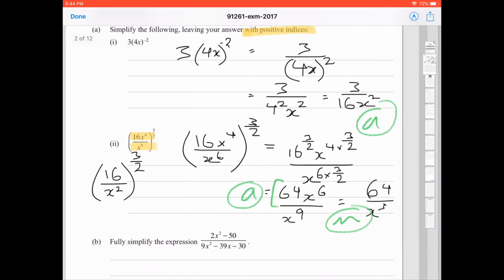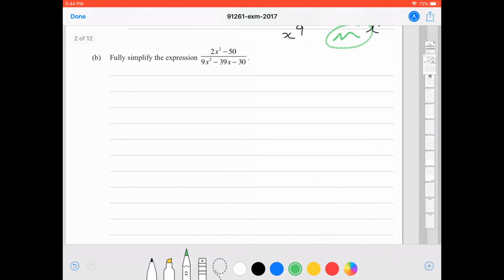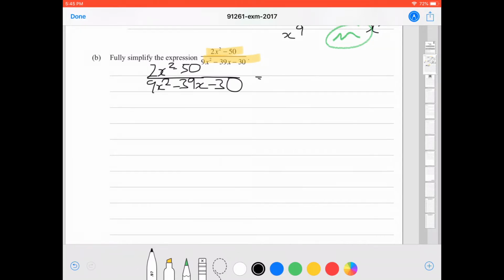Okay, moving on now to question 1b. It says, fully simplify the expression. We've got this fraction here, 2x squared minus 50, all over 9x squared minus 39x minus 30. So as always, we'll just write out our expression. And so here, we're going to be factorising, right? There's not much else we can do. And with these algebra papers, when in doubt, factorise.